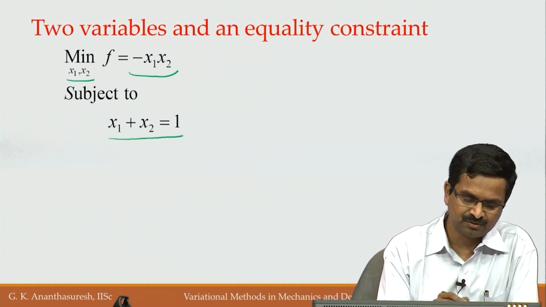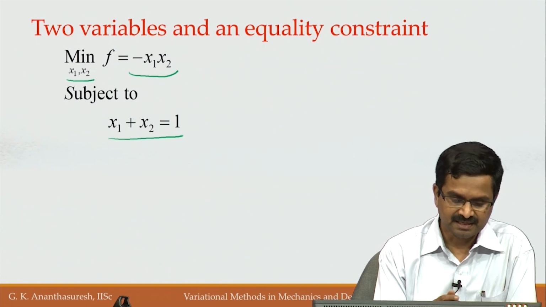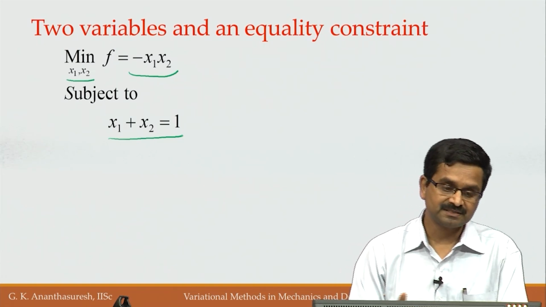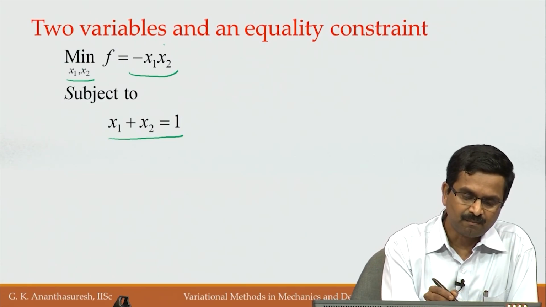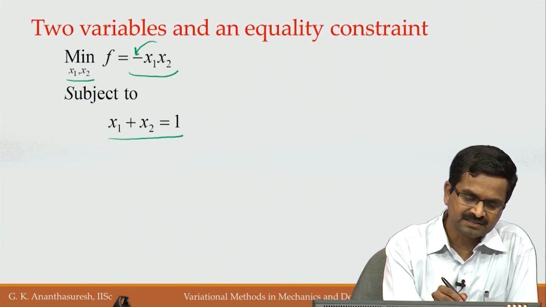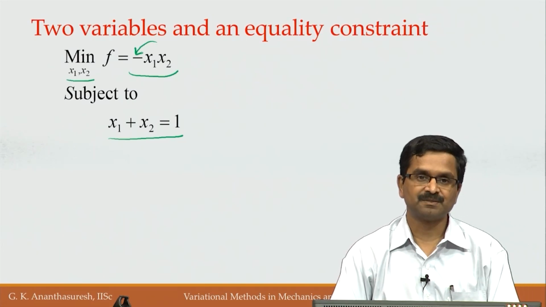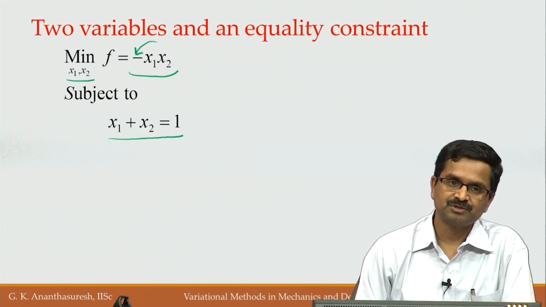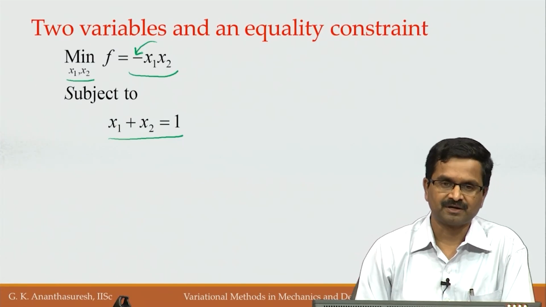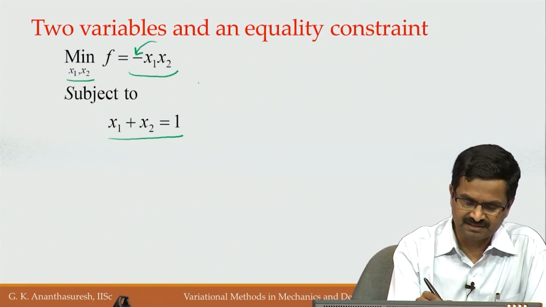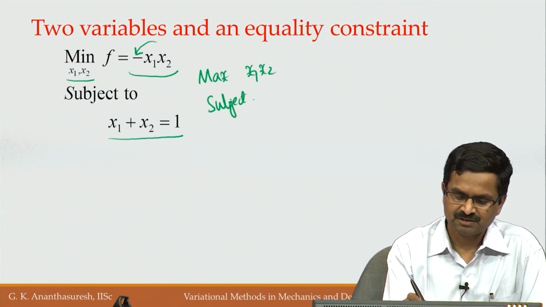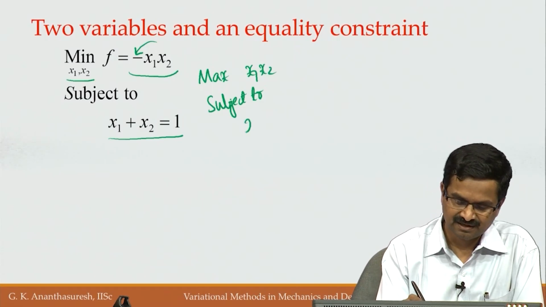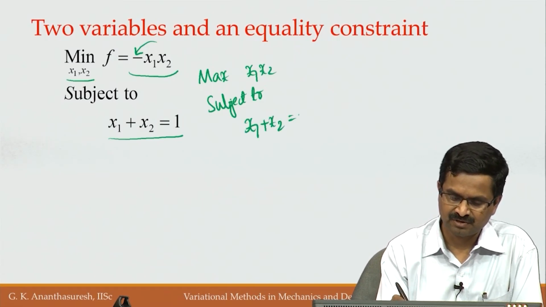This is a simple problem. We are saying: find 2 numbers x1 and x2 such that their sum is equal to 1 and the product is maximized. If you notice, we are minimizing minus x1 x2. That minus sign says that we are trying to maximize the product x1 x2, which we pose as minimizing the negative of that product. Essentially this is maximize x1 x2 subject to, some people say such that, or s.t., x1 plus x2 equal to 1.